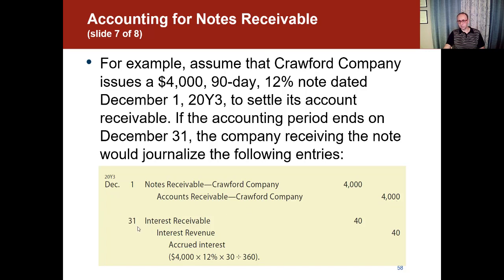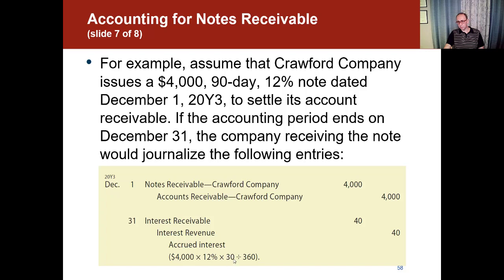The new thing here, on December 31st, we're going to calculate the first month interest that we earned for the first 30 days. So we're going to debit interest receivable and we credit interest revenue. Why didn't we debit cash? Because we haven't received this first month interest. We're going to receive it at maturity. So this is going to be earned, but it's not received yet. So that's why we have interest receivable, and then we're going to credit interest revenue.